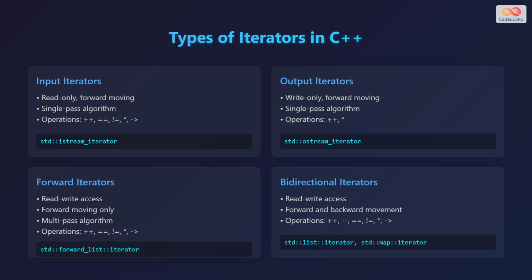The operations supported by input iterators are increment, equality, inequality, dereference, and member access. An example of an input iterator is the standard input stream iterator.